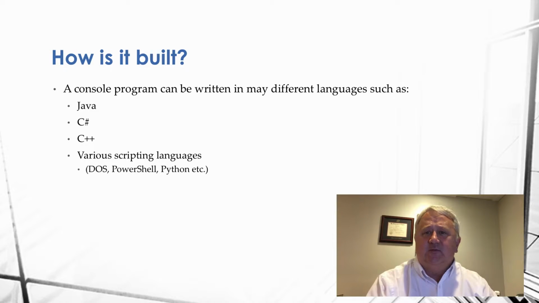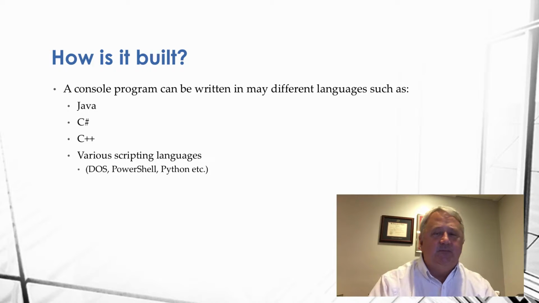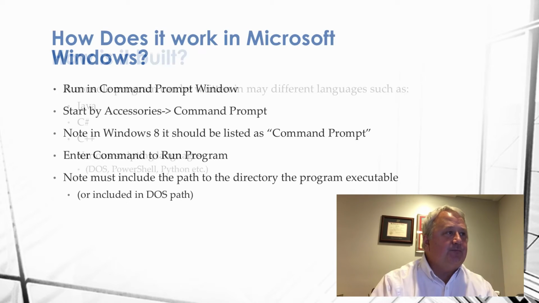So how is a console program built? Well, it can be built in many different languages. It can run on different operating systems. A console program really is a Windows kind of terminology, but it would be understood in the Unix platform and other platforms as well. And it can be written in Java or C#, C++, or any other language. Also, various scripting languages can have the same effect.